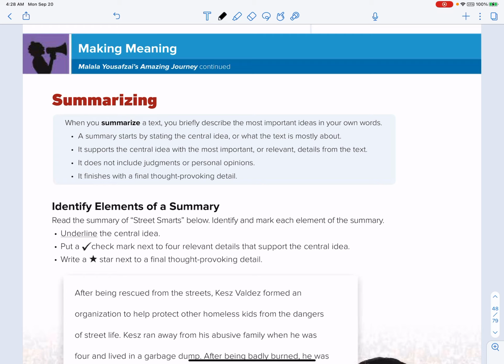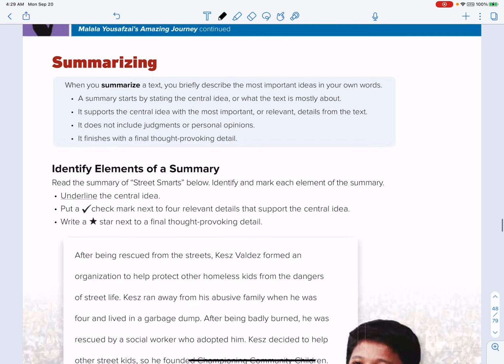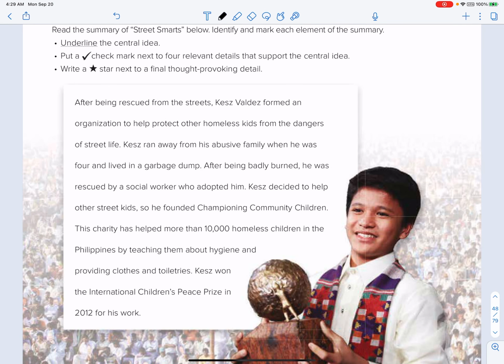Okay, then they want us to identify elements of a summary. So read the summary of Street Smarts below. Identify and mark each element of the summary. So we're going to underline the central idea. We're going to put a check mark next to 4 relevant details that support the central idea and a star next to a final thought-provoking detail. All right, so let's go ahead and get started. And a hint, the central idea is usually what it is about, and usually it's towards the beginning of your paper or paragraph. All right.